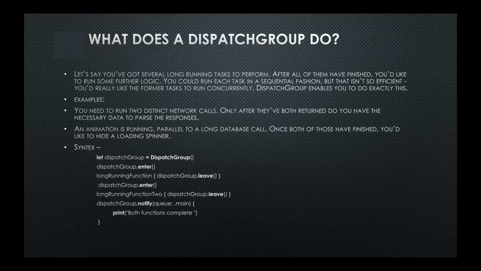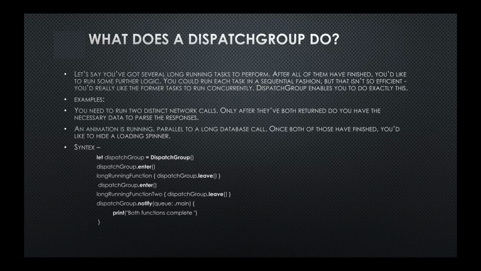So this is what dispatch group allows you to do. You can perform a lot of tasks at once, and once all of them are finished, you can do some logic which is based on those tasks. You cannot perform that logic before completing those tasks. An example is, you need to run two distinct network calls, and only after they both have returned can you do some necessary parsing of that response. Once you have the response from both the network calls, only then can you do the parsing, and this is where you can use dispatch group.